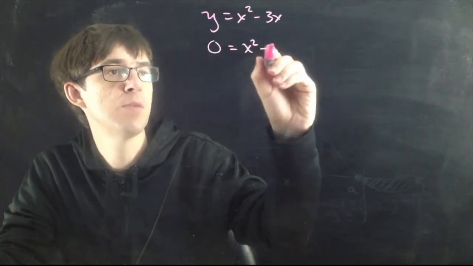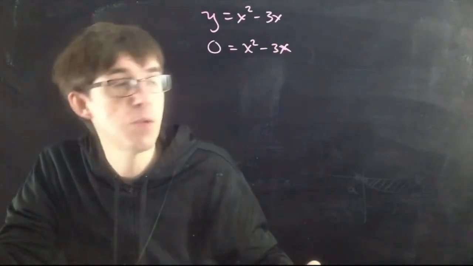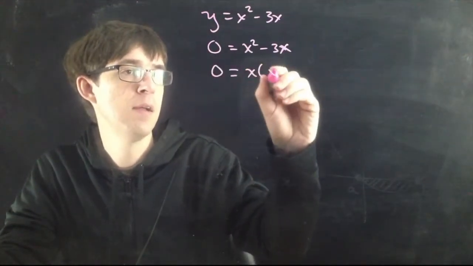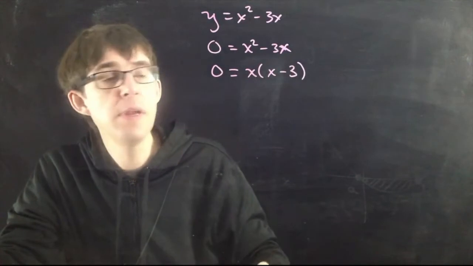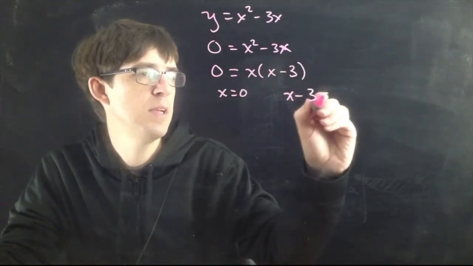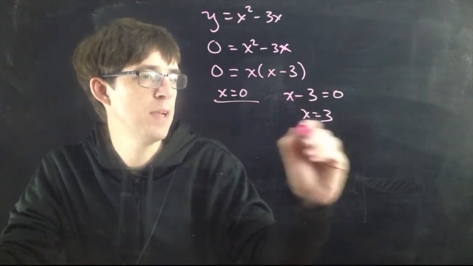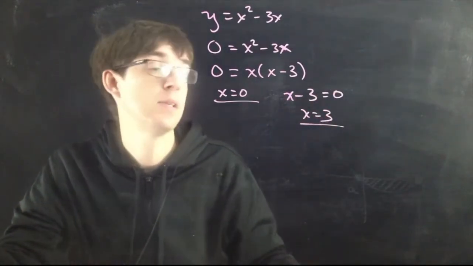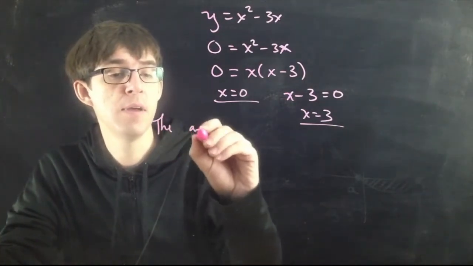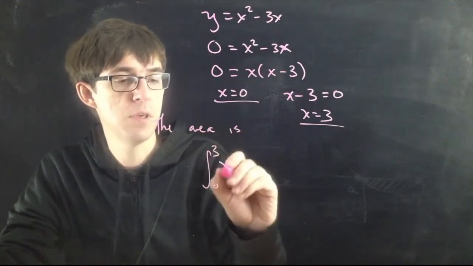So 0 equals x squared minus 3x. How do you solve this? This is a quadratic. You could use the quadratic formula, or I prefer to factor if I can. This is x times x minus 3. You break it up: x equals 0, x minus 3 equals 0. So x equals 0 and x equals 3. Those are my two points, 0 and 3. So then the area is the integral from 0 to 3 of this function.